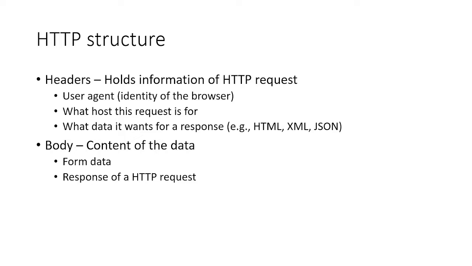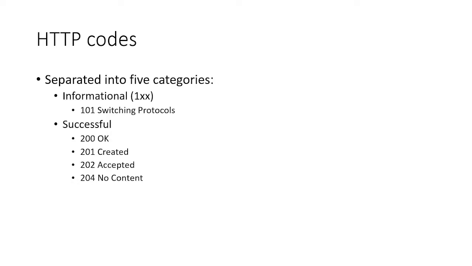And then for the body, the body is basically the content of the HTTP request itself. So in the case of a request, usually it will contain the form data. And for the response, usually it's the response of the HTTP request. So it could be HTML, XML, JSON, based on the request and what the server returns in general, right? And last but not least, we also have HTTP codes.